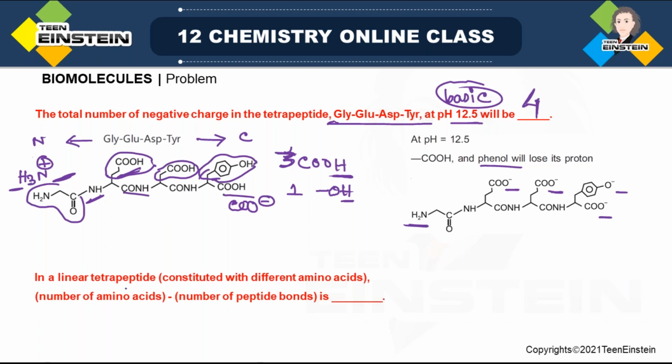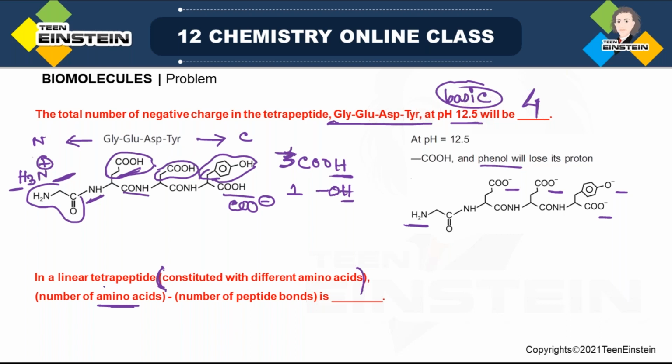It is saying that in a linear tetrapeptide, again we have taken a linear tetrapeptide just like the previous problem. In the bracket it is mentioned that it is constituted with different amino acids. So all 4 amino acids are different, as mentioned clearly in the question. Now you have to find the number of total amino acids minus the number of peptide bonds. So you subtract the number of peptide bonds from the number of amino acids. After subtracting, what will be the final value? That is what we have to answer.